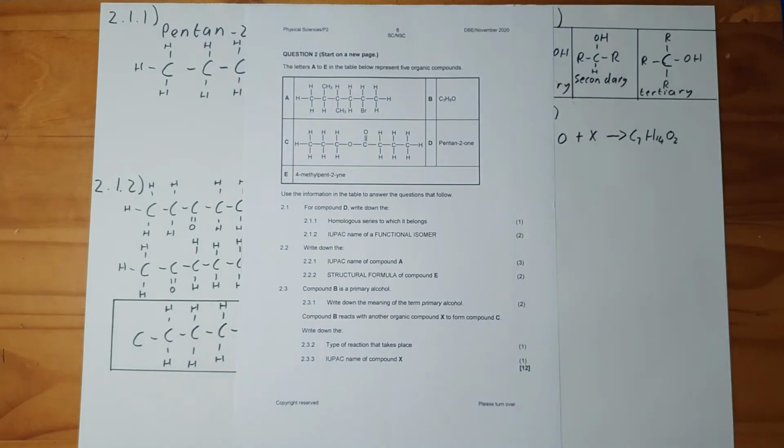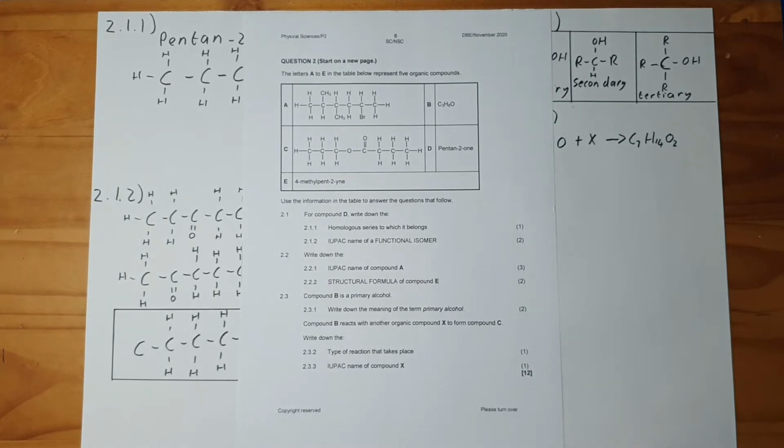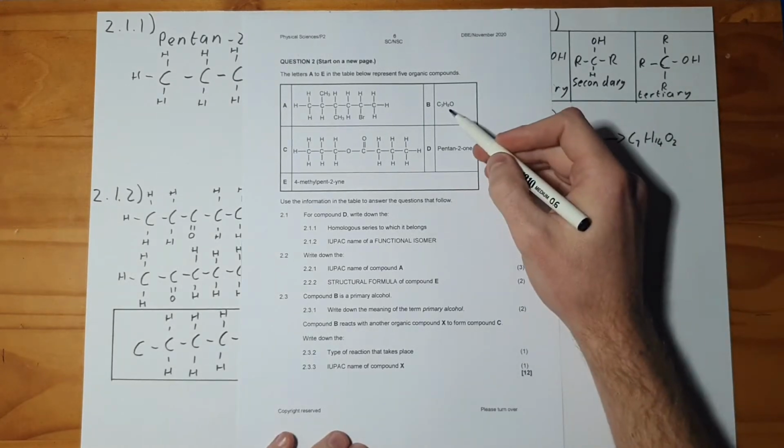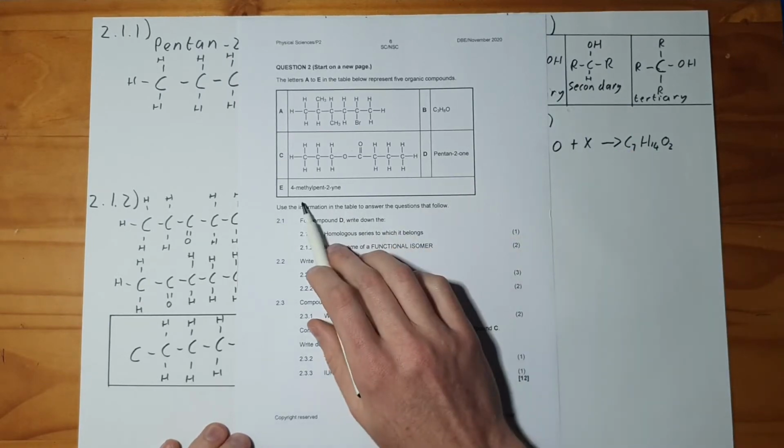Now with organic chemistry, if you're struggling with the question, you need to practice your theory more. The second thing is when you start the question, draw the structures that aren't given to you. For instance, if we look at B, we don't have its structure. D, we don't have the structure. And E, we don't have the structure.